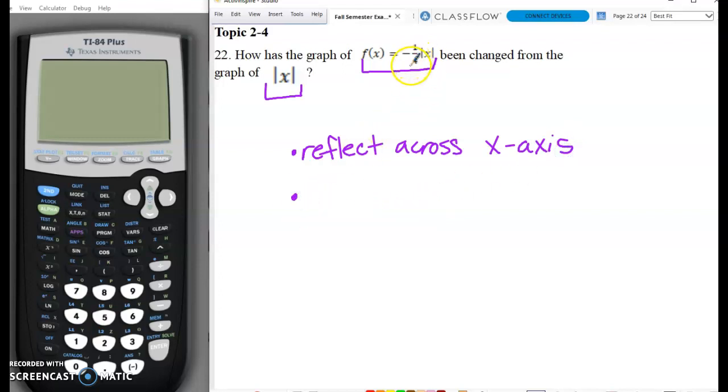That 1/4, since that 1/4 is between 0 and 1, we're going to call this a vertical compression by 1/4. If our number right here was greater than 1, then it would be a stretch. But since it is between 0 and 1, that is a vertical compression by 1/4.